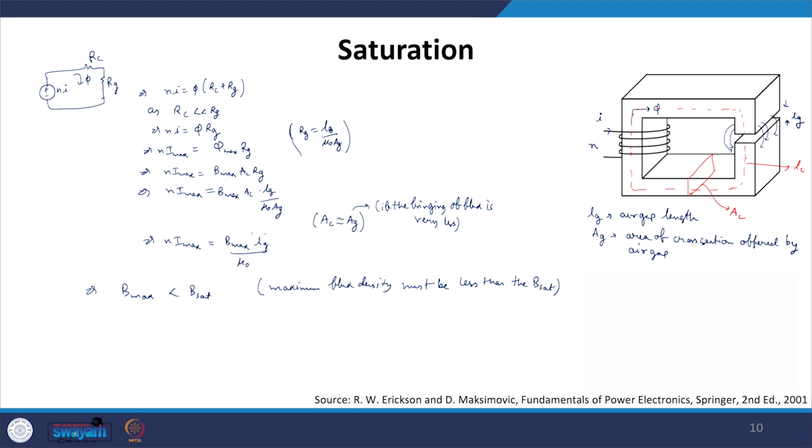So from this particular expression, if you know your Lg value, if you know your number of turns, if you know the Imax value, you can understand what will be your Bmax value, and you have to ensure that this Bmax value is less than the saturation value of magnetic flux density. So this is how one can decide on what could be the value of Bmax.